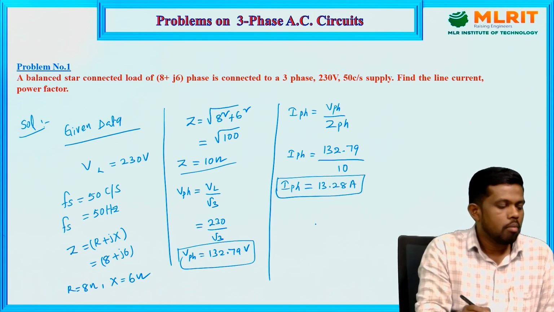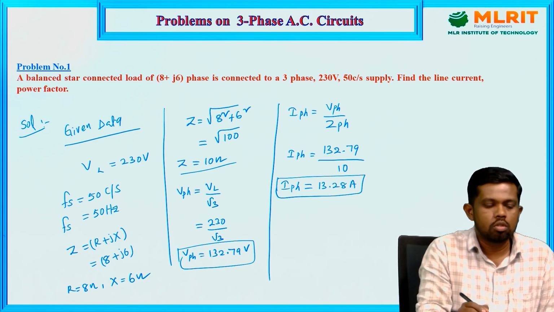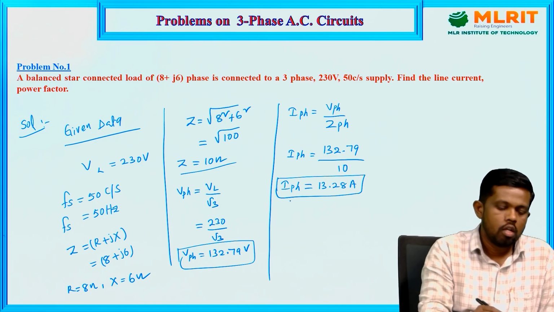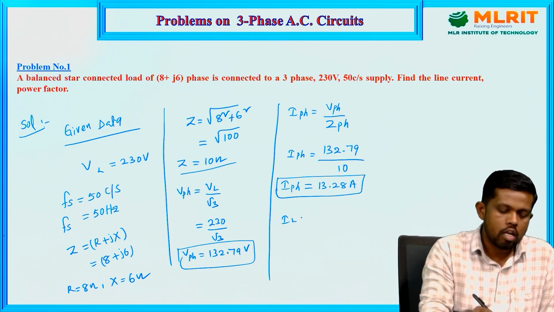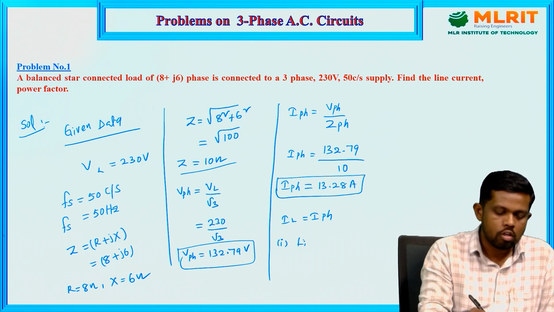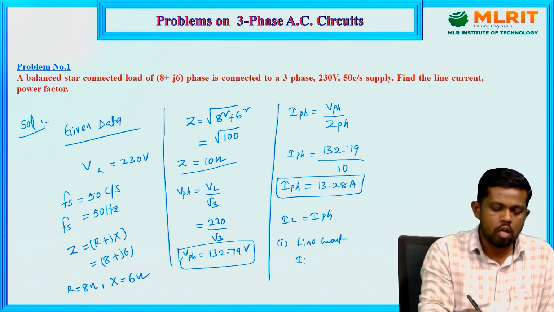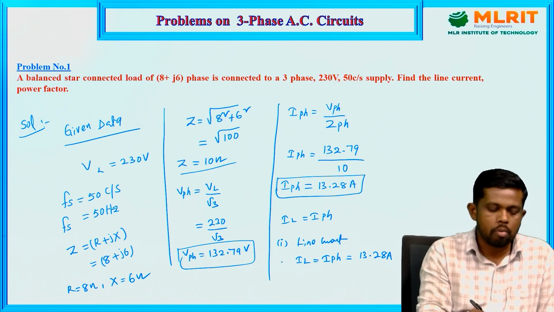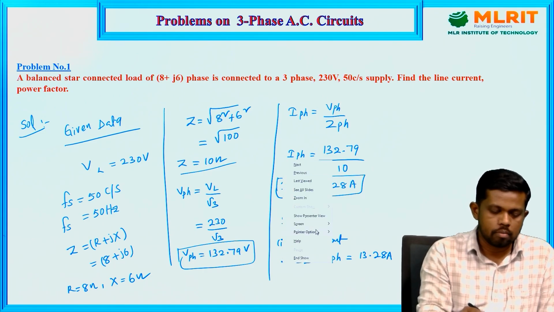In the case of a balanced star connected load or source, the line and phase currents must be the same. So the line current equals the phase current. The question asked for the line current, so the line current IL equals I phase, which is 13.28 ampere. This is the answer to the first question.